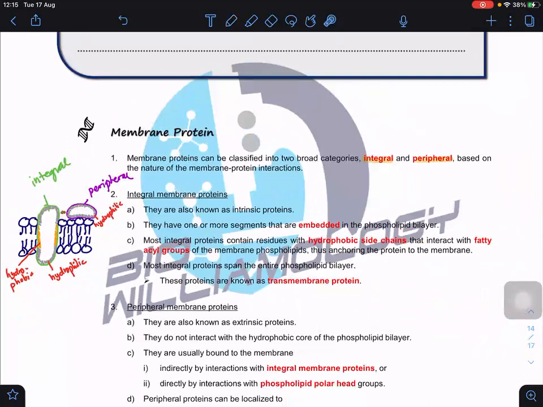So the integral protein, also known as intrinsic protein, has one or more segments embedded in the phospholipid bilayer. They can be partially embedded or totally spanned through. The totally spanned through ones are also known as transmembrane proteins. Most integral proteins contain residues with hydrophobic side chains. They can interact with the fatty acid or fatty acyl groups of the membrane phospholipids, so anchoring the proteins to the membrane. So most integral proteins can span the entire phospholipid bilayer. This protein is also known as a transmembrane protein.